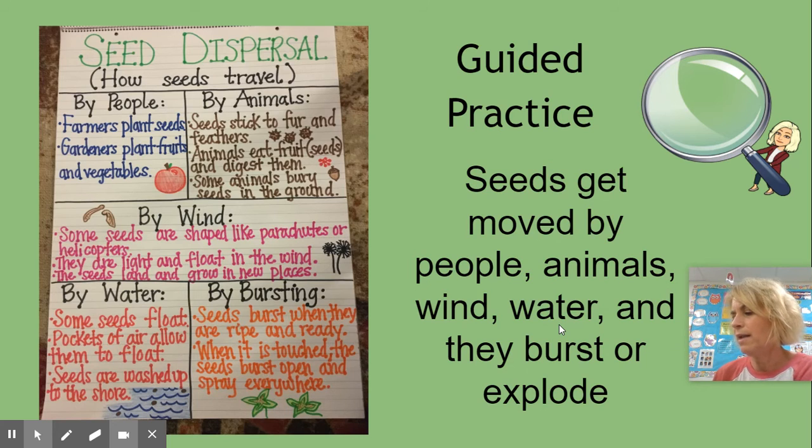Also, I saw this one on a flower this morning too. The flower's all dried up, but there's going to be some new seeds in there that will get dropped on the ground, and maybe an animal will pick them up and move them. Maybe they will go ahead and grow where they're at. Maybe the wind will blow it away. But seeds also can burst. There are certain flowers that will just burst open, and then the seeds just go somewhere else. Seeds burst when they are ripe and ready. When it is touched, the seeds burst open and they spray everywhere. It's called a seed explosion or expulsion. They'll just bust open.